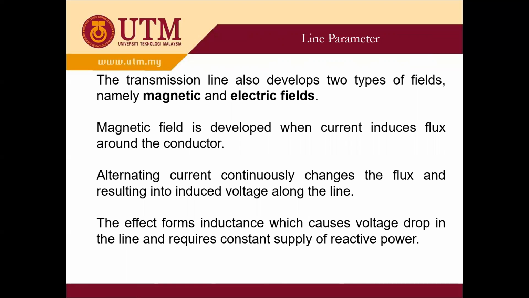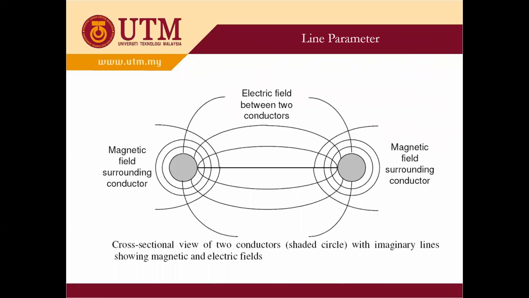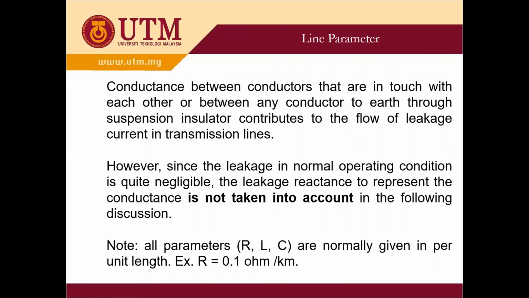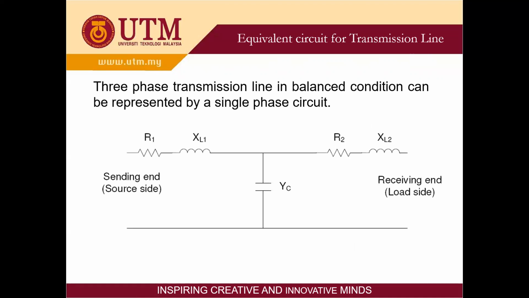While the electric field is the field developed because of the voltage of the line, between phase A and phase B. So it will develop what I call the electric field. This electric field we can represent by a capacitor, while the magnetic field we represent as an inductor. This is what we tried to describe earlier. So this is the conductor. As you can see, if you have a current, we will have a magnetic field surrounding it, and between the conductors it will produce what I call the electric field.